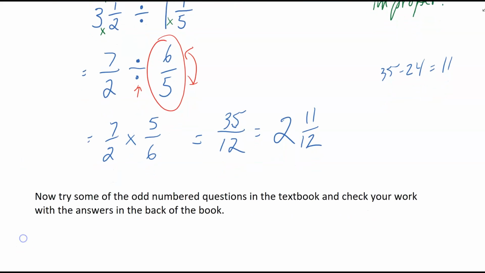Okay, so now try some of the odd numbered questions in the textbook and check your work with the answers in the back of the book.